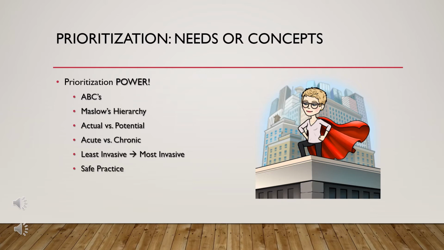Next, we have Maslow's hierarchy of needs. Now, this is the theory that places basic physiological needs as a higher priority than psychological needs.